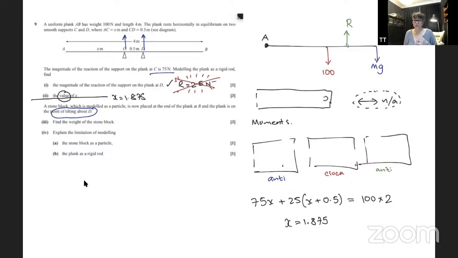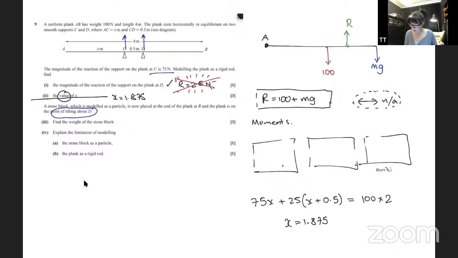Draw the picture, put the forces on. Resolve any diagonal forces. None, don't need to do it. Up is down, left is right. So up is down. Left is right, I don't need to do because there are no forces going left and right. Moments. This is always the same structure.